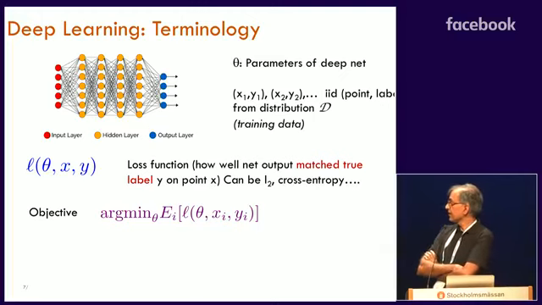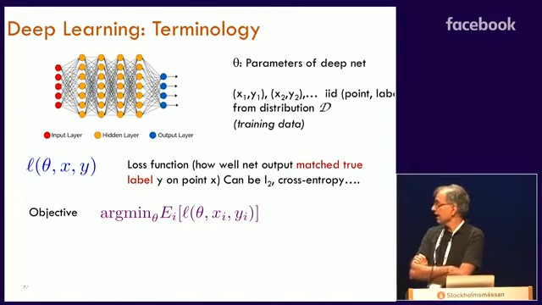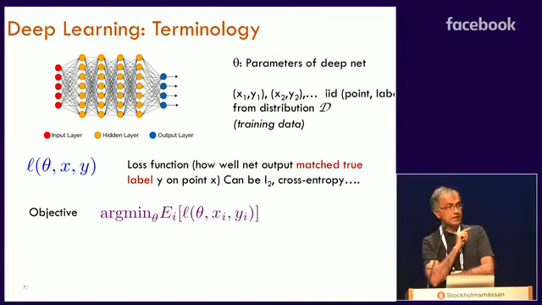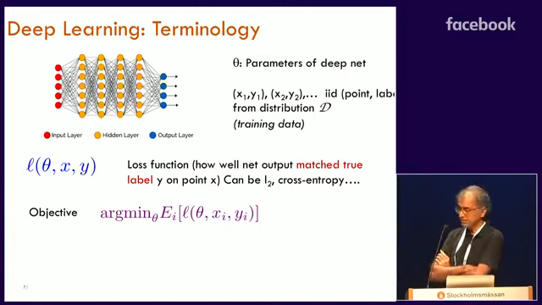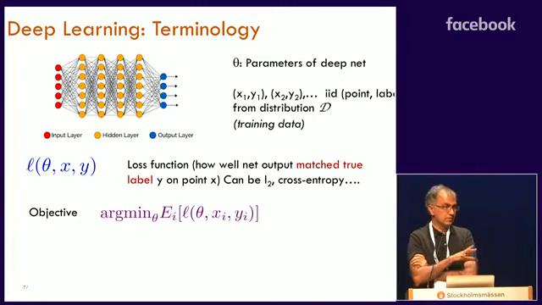Now, the objective is to minimize this training loss over theta. I'm writing it as an expectation over training points, E sub i, where i is the index of the training point. And that expectation is just the sum, or the average.